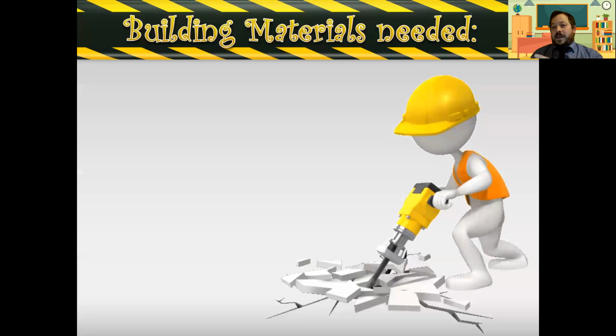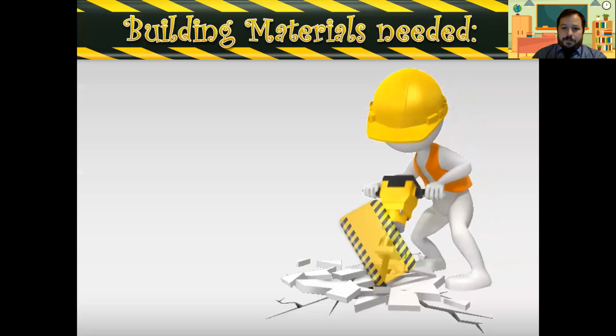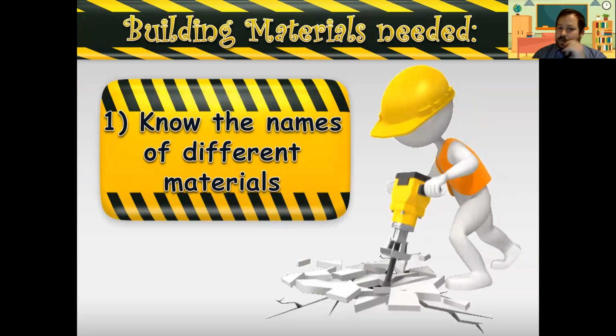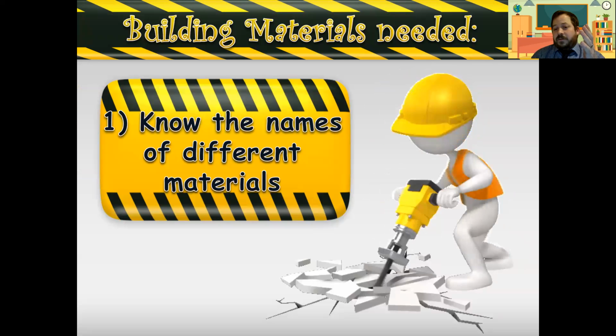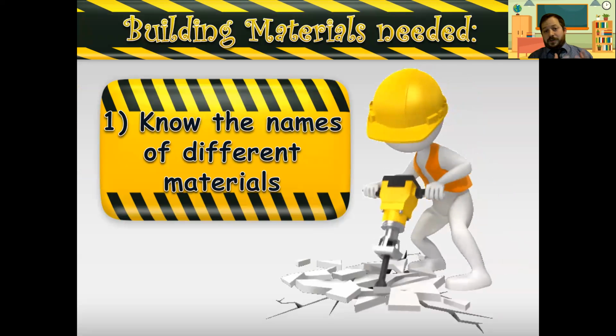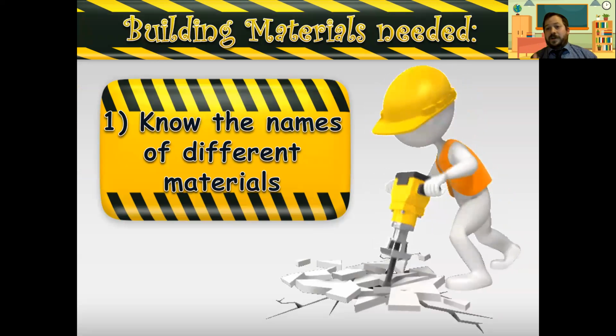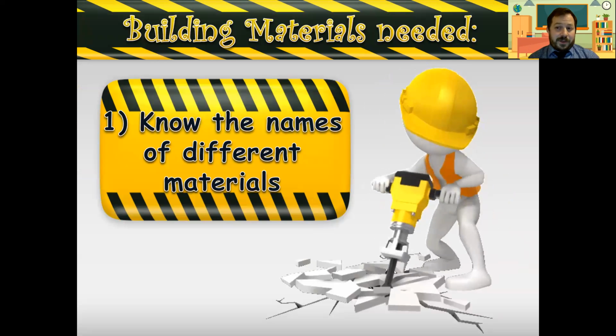These are things that you're going to need to think about during the lesson today. So the first one is that you know the name of different materials. In order for you to judge whether a material is good or not, you need to know the name of it, because you can't put properties to something you don't know.